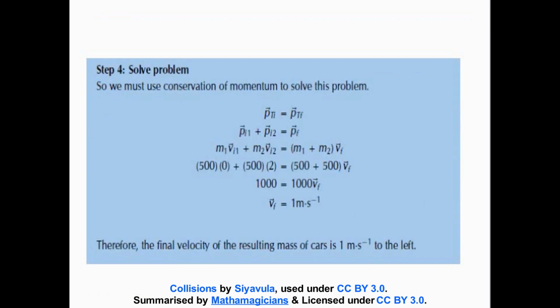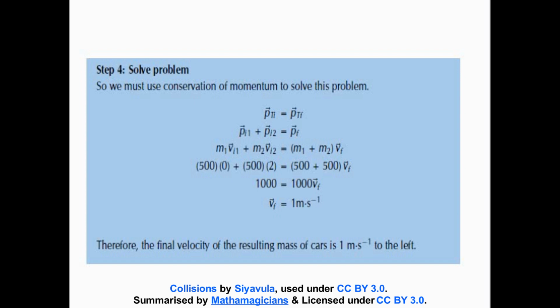Step 4, we need to solve the problem. Law of conservation of momentum: pti is equal to ptf. As we sub into our formula, 500 times 0 plus 500 times 2 is equal to (500 plus 500) times the final velocity. 1000 is equal to 1000 vf, and that means that vf is equal to 1 meter per second. Therefore, the final velocity of the resulting mass of the cars is 1 meter per second to the left.